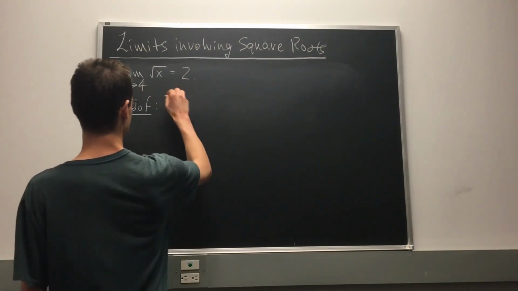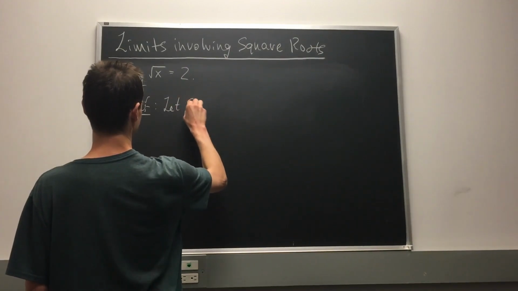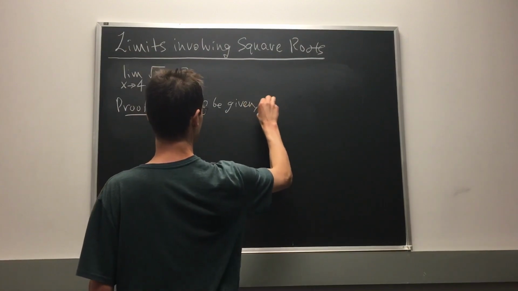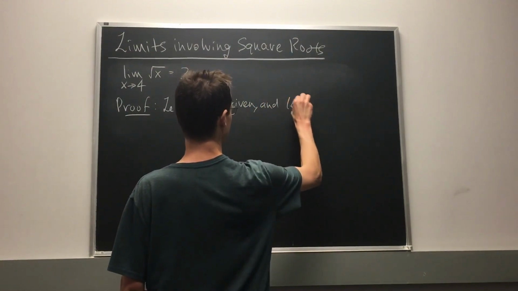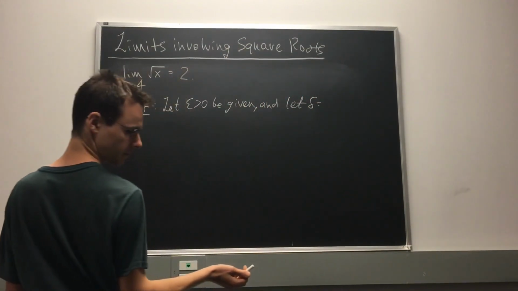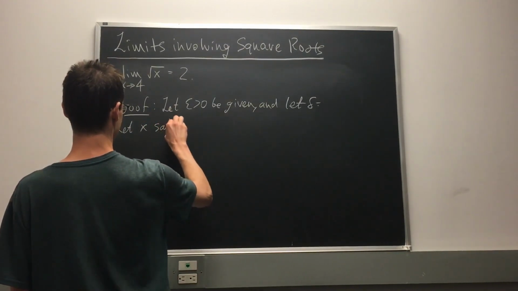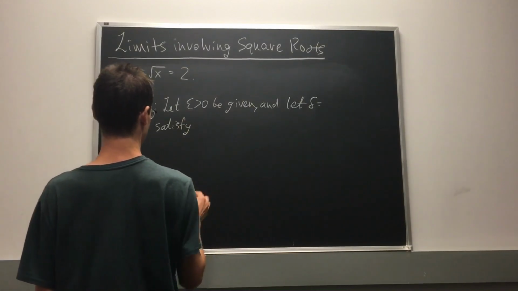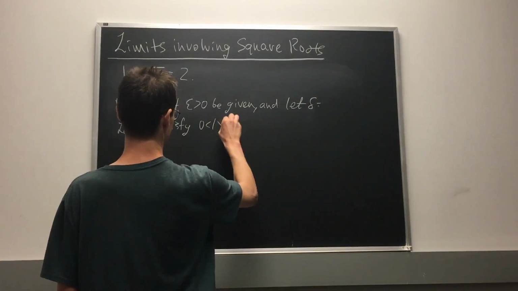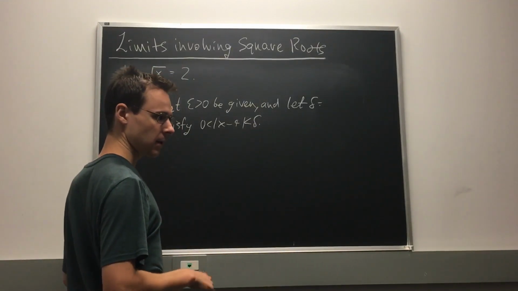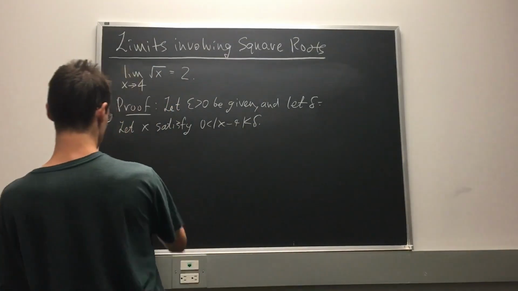Proof: let epsilon greater than 0 be given, and let delta equal something. Let x satisfy 0 < |x - 4| < delta. Okay? Then what's going to happen?